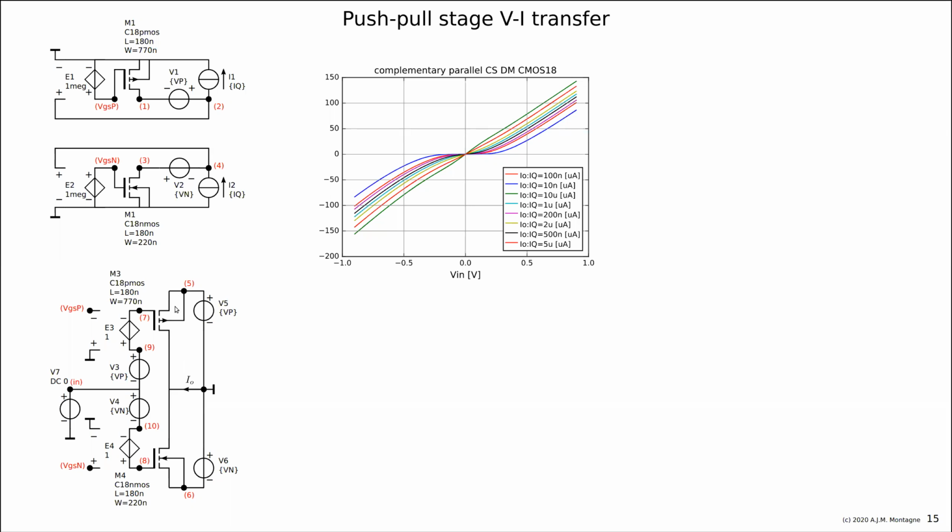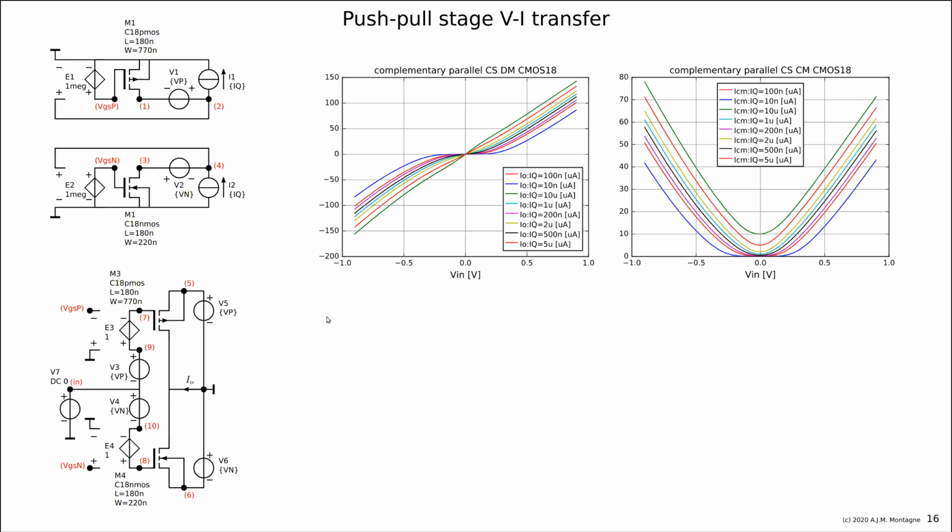Pushing is when the current flows from the output of the stage through the load to the ground. Pulling is when it is the other way around. And now we can define all the names later on.